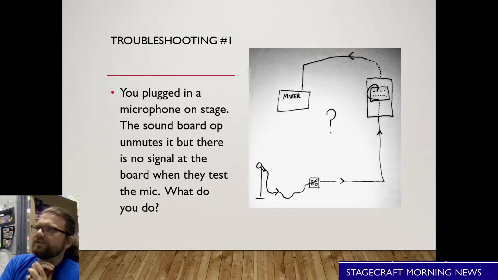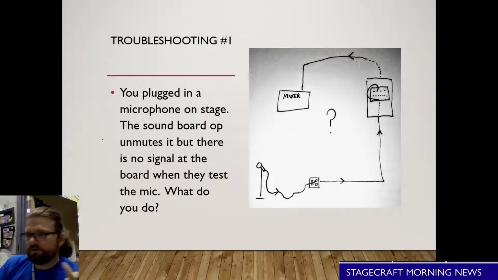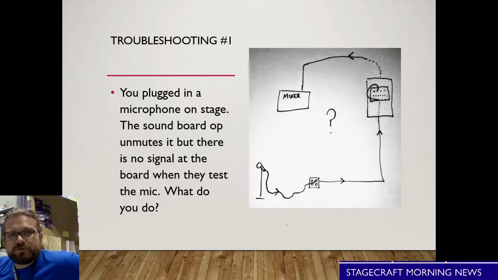Troubleshooting. So let's say we plugged in a microphone on stage. Hooray. Soundboard guy is unmuting it and there's no signal at the board. And he's like, "Hey man, there's no signal down there. What are you doing? What are you doing with your life right now?" So, what do you do? I'm asking you like I'm expecting an answer. You have to check where in the signal chain there's a problem.